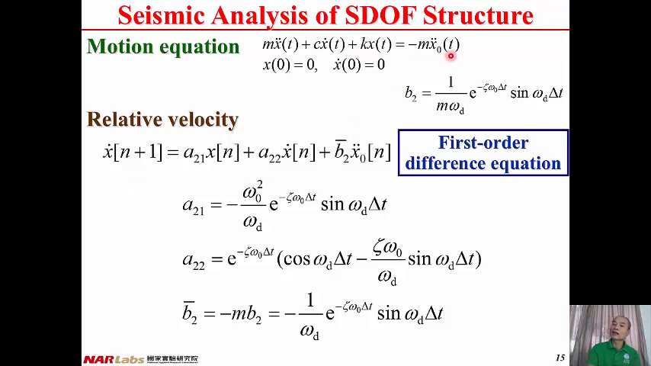Originally, if the forcing function is f(t), we have the coefficient b2, but right now, f(t) is replaced by minus m x0 double dot. Therefore, b2 is replaced by b2 bar, and b2 bar equals minus m times b2. A22, A21, and B2 bar are functions of natural frequency omega 0, damped natural frequency omega d, damping ratio zeta, and sampling period delta t. Therefore, these coefficients are constant. They do not vary with time.